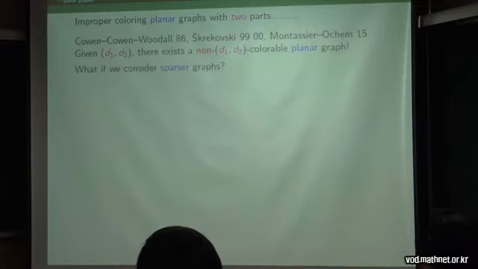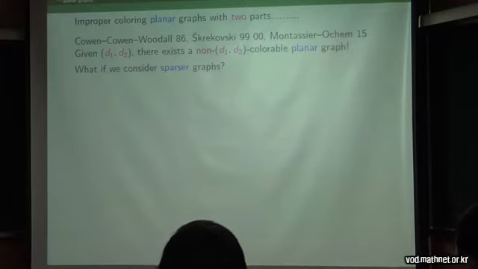So what you want to do is go into sparser graphs. You want to obtain some positive results. And since planar graphs are, in some sense, a representative of sparse graphs, maybe if you make this planar graph even sparser, you can obtain some positive results. So we'll consider this girth condition, right? Because the girth is the length of the shortest cycle, and if it is big, then your graph is sparse. It gets sparser and sparser as the girth gets higher and higher, right?